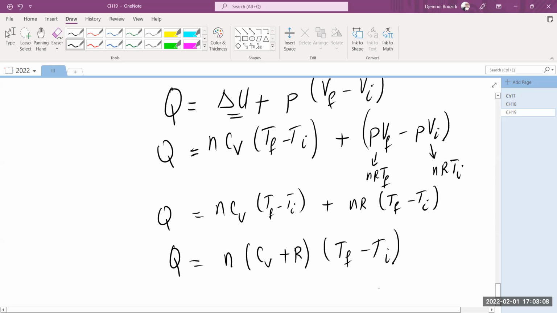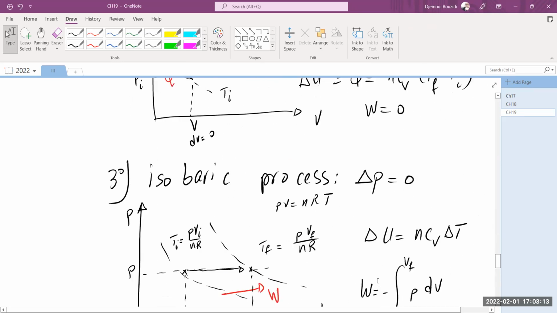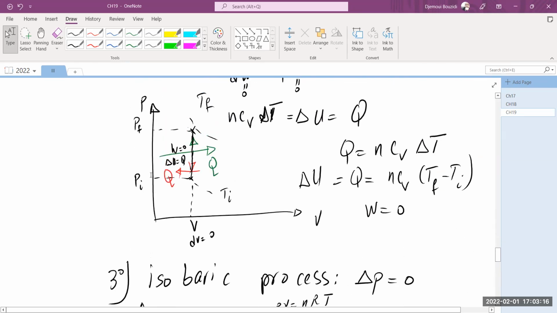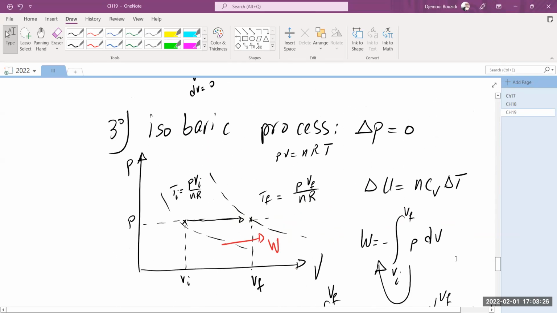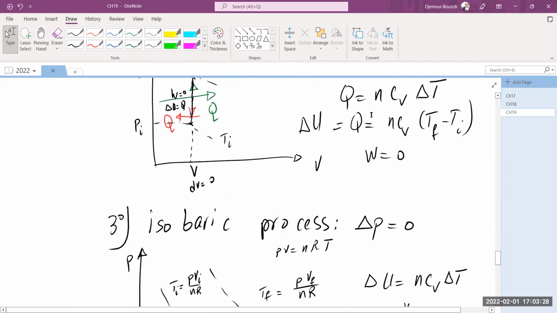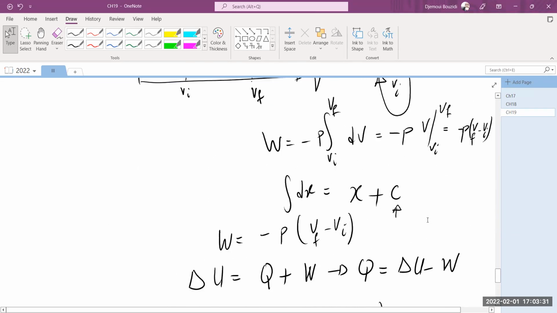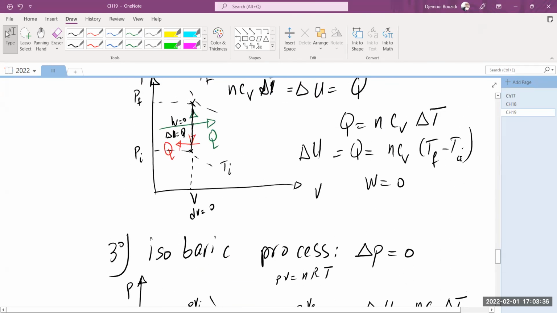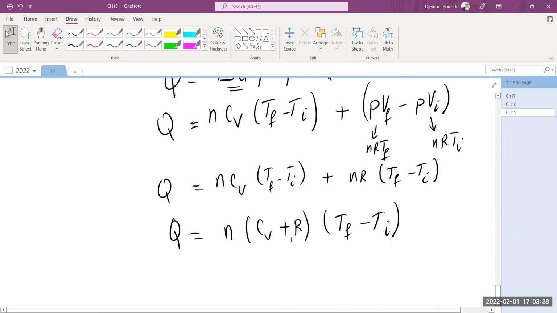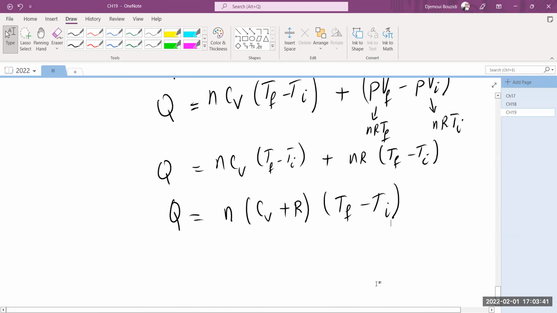It looks awfully similar to when we did the isovolumetric process, and we found the heat Q to be N C_V times T_F minus T_I, the final temperature minus the initial temperature, except I have N in both expressions. But instead of having C_V by itself, I have C_V plus R. I'm going to call this one C_P.